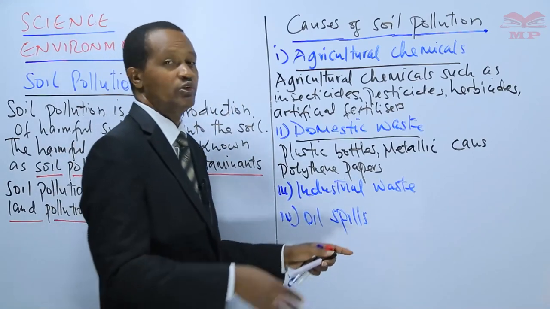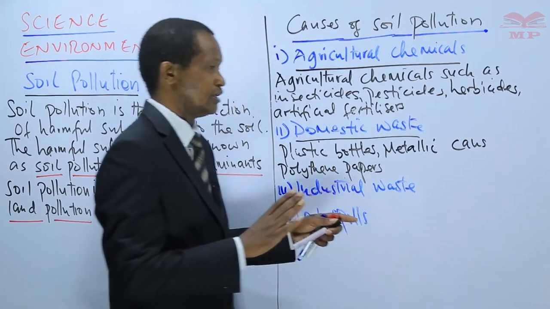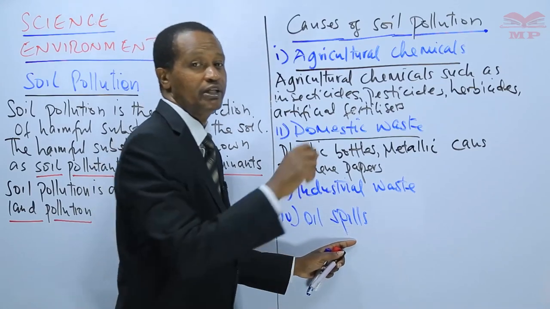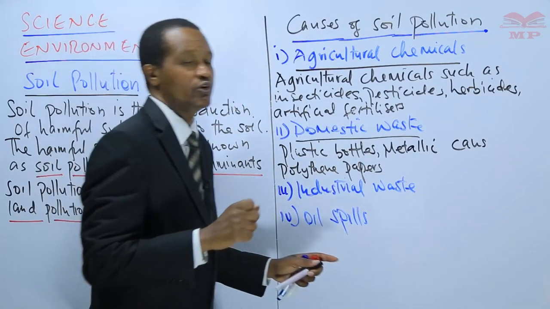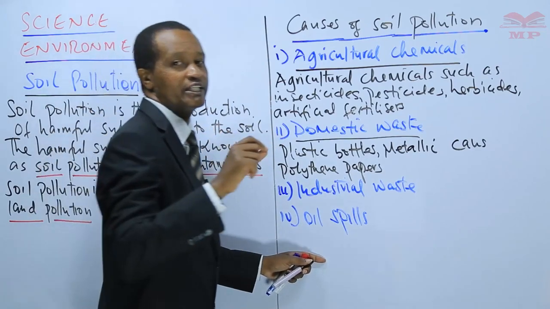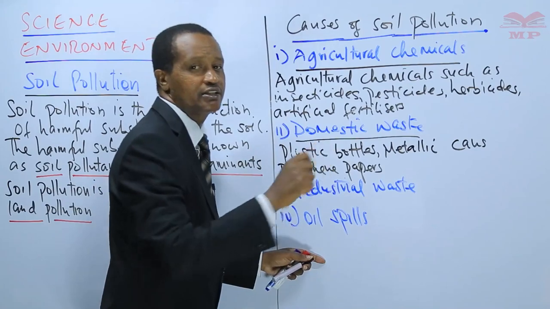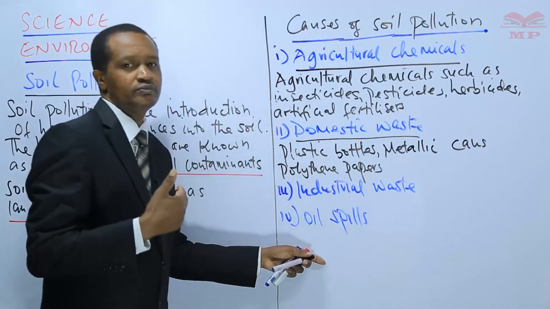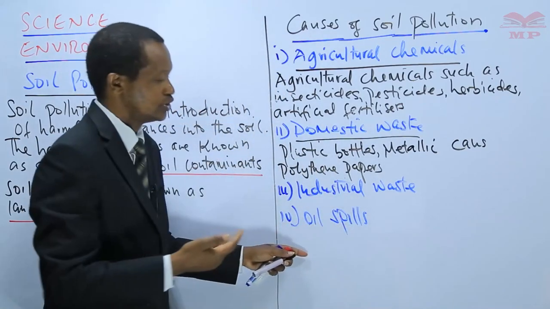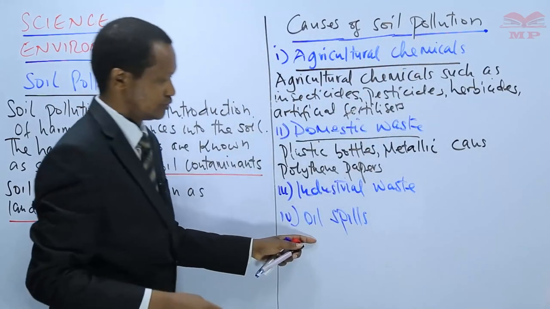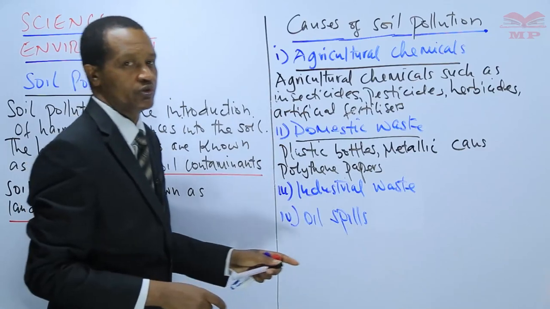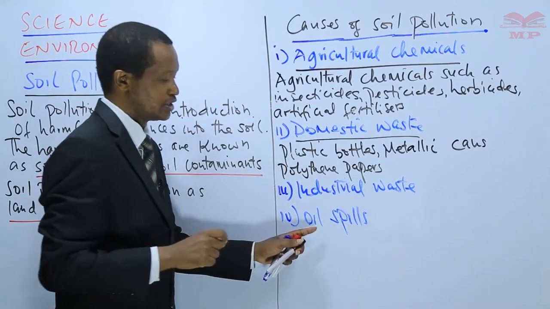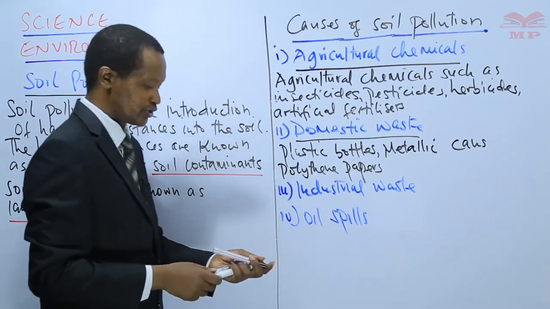Oil spillage can also take place on land, when trucks carrying oil get engaged in accidents, then the oil may also spill on the ground. So oil can spill on soil as a result of accidents involving oil tankers or leakages of pipes that are used to transport oil. And that leads to soil pollution. It leads to soil pollution. So oil can spill on soil, land, as I've said. Oil can spill on land as a result of accidents.